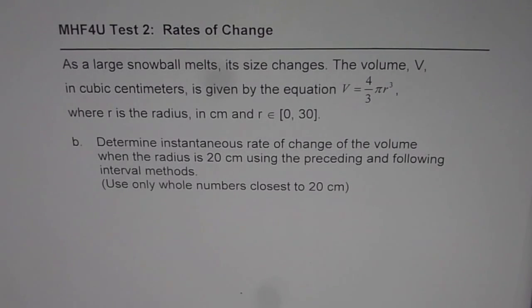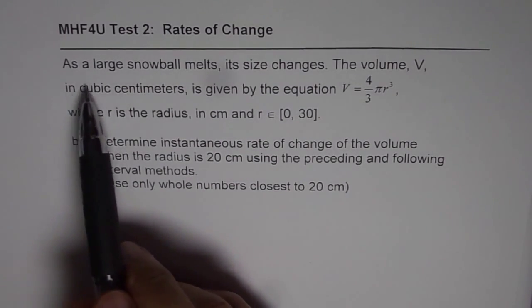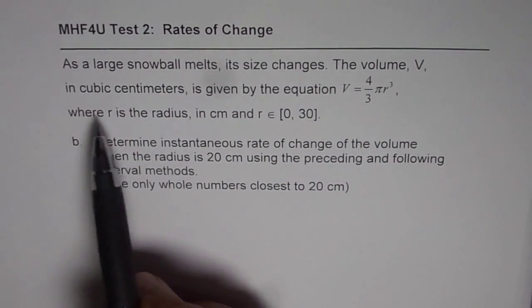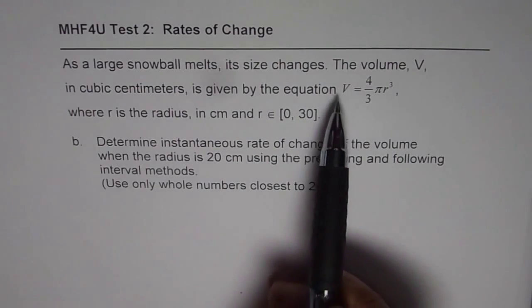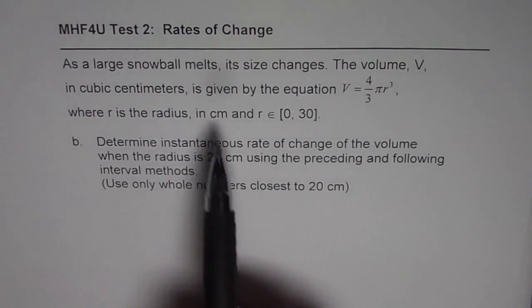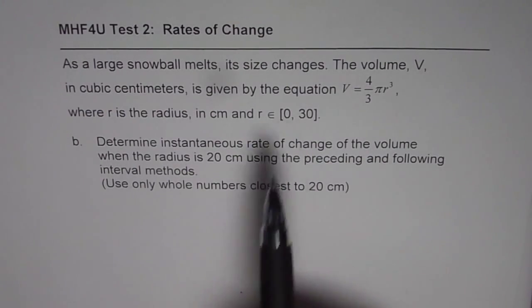I'm Anil Kumar, and now let us continue with our example of snowball. We are reviewing rates of change. The question here is, as a large snowball melts, its size changes. The volume V in cubic centimeters is given by the equation V equals 4 by 3 pi r cubed, where r is the radius in centimeters and r belongs to the set of real numbers from 0 to 30.